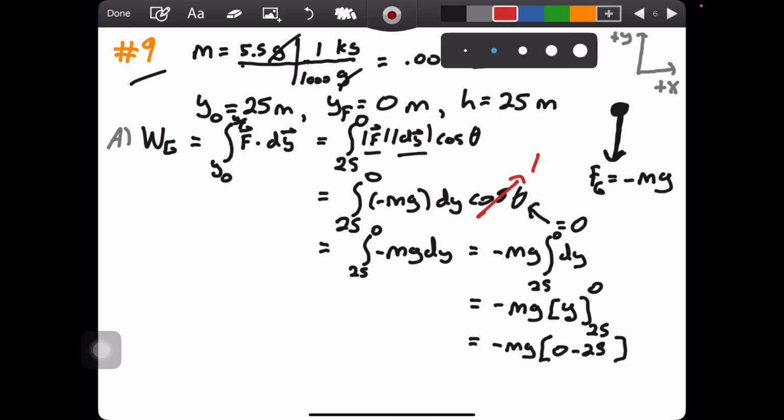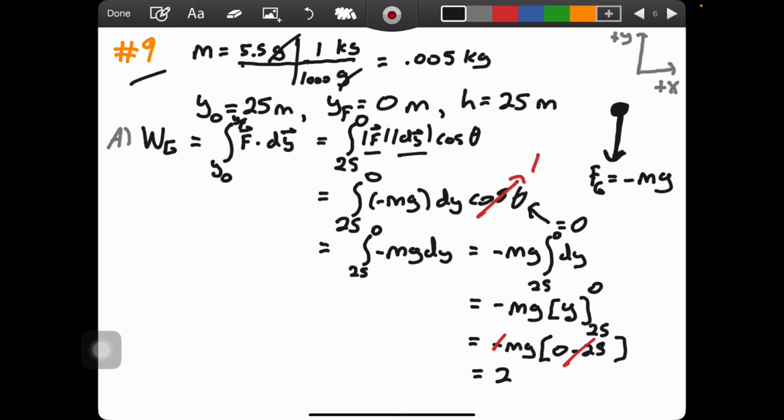See how you have a negative sign here and a negative sign here. And so the final is going to be 25 mg. Another way of expressing this is mgh, where h is 25, as I expressed up here.